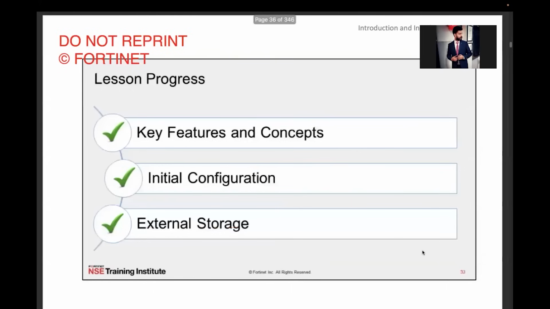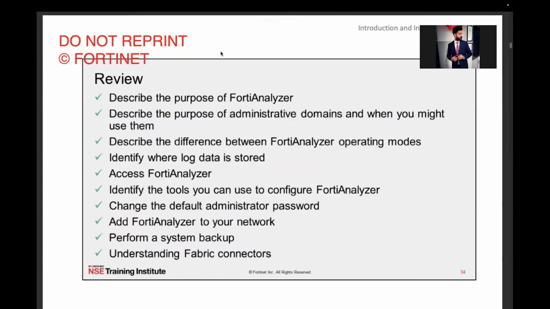Next. And this is your chapter number 1, which we have done. So what is the quick review? Describe the purpose of the FortiAnalyzer to collect the logs. Describe the purpose of the ADOMs, the different analyzing modes, collector and analyzer. Identify where the logs are going to be stored. Access the FortiAnalyzer initially. Identify the tools you can use to configure this. Change the default password. Add FortiAnalyzer to your network. We have taken a backup of that, and understand the fabric connector in order to connect this with the cloud.